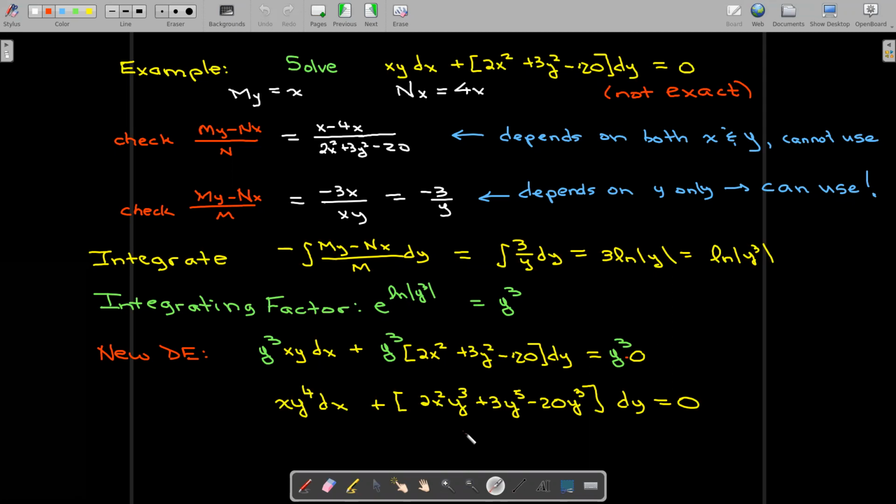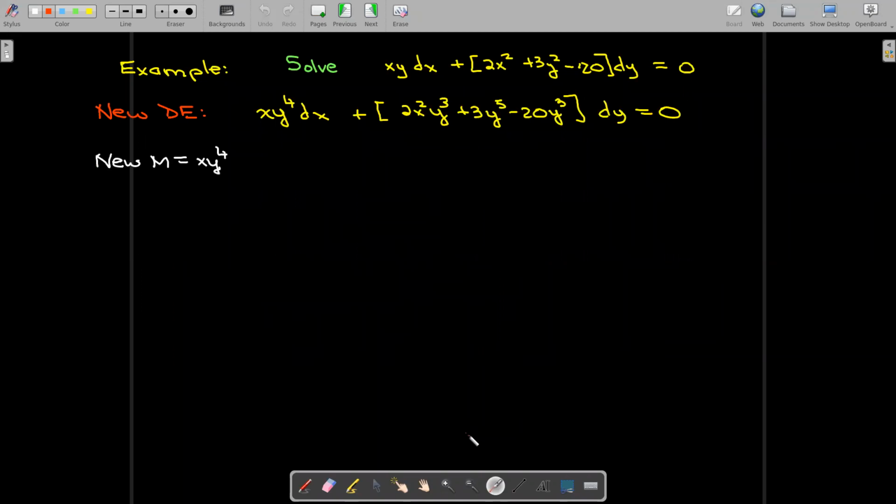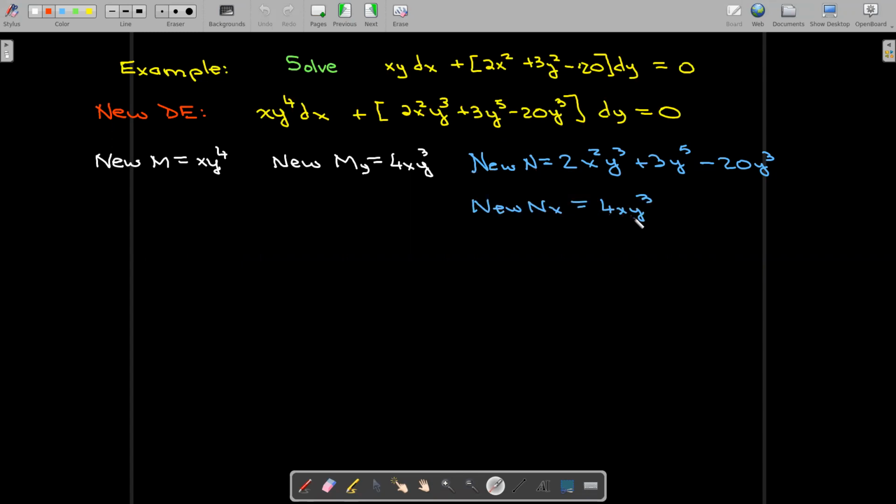Now we still have to solve this new differential equation. We just can check our arithmetic to see if we have an exact equation now. So my new m is the xy to the fourth. Its partial with respect to y is 4xy cubed. My new n are these three terms, and I'll take the partial derivative with respect to x, and I see that I also get 4xy cubed. So I have checked all of my work in terms of the integrating factor, and now we have an exact dE. So how do I solve that?